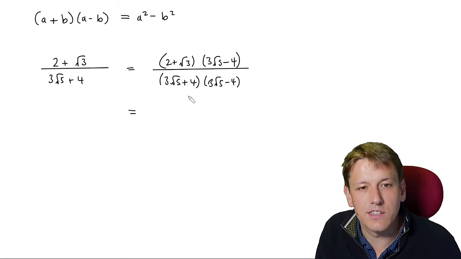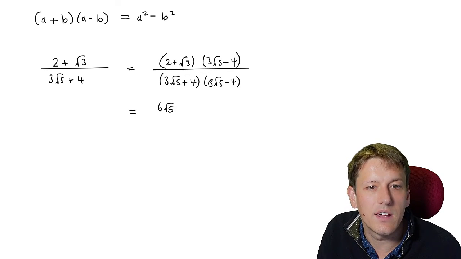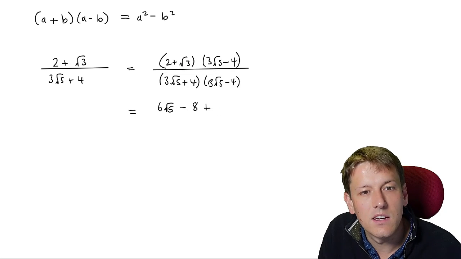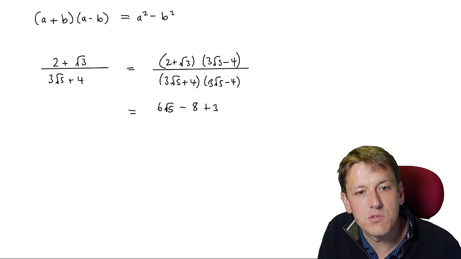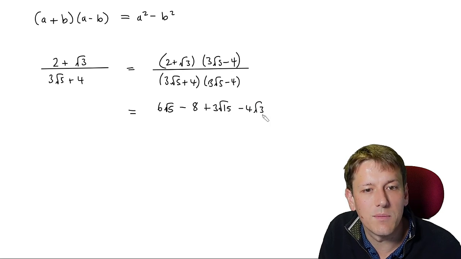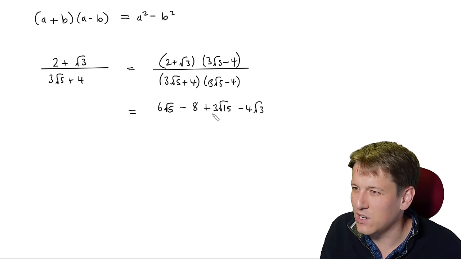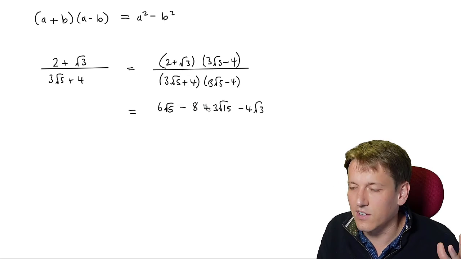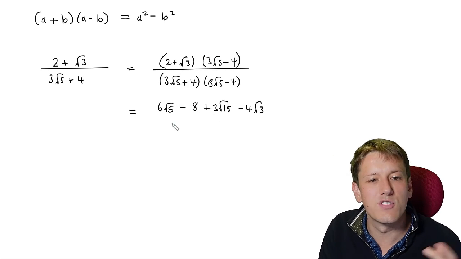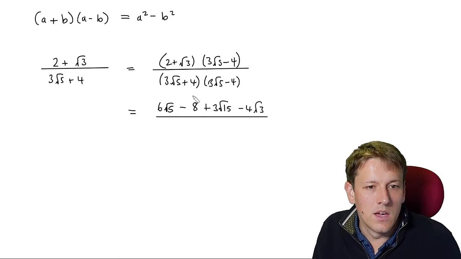I'm going to multiply out the top here and get 2 times 3 root 5 is 6 root 5, and then minus 2 times minus 4, so minus 8. I've got plus 3 times root 3 times root 5, so that's plus 3 root 15. And then I've got minus 4 times root 3. Now notice when you've got different surds, we don't get much simplification here. So you could argue in some situations you might be better not to multiply at the top and leave it as it is. But we'll do that here.